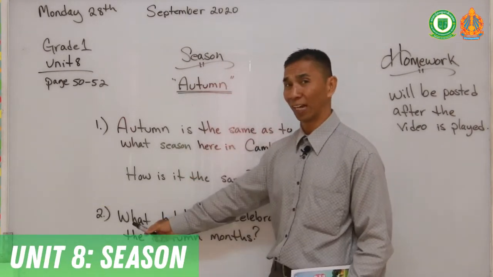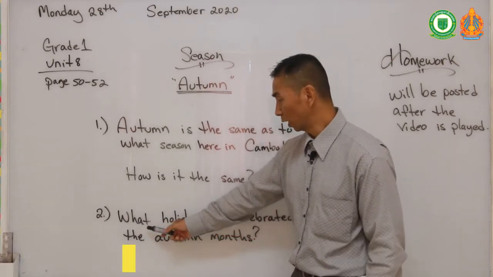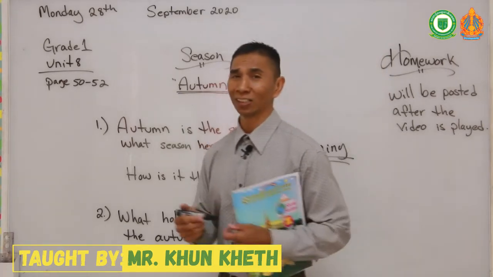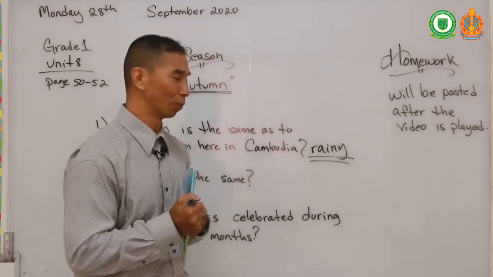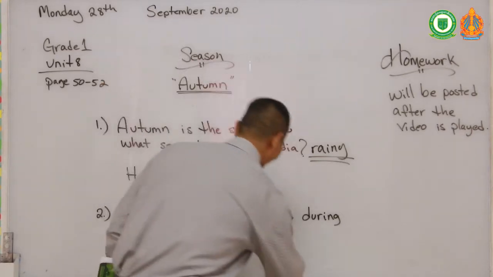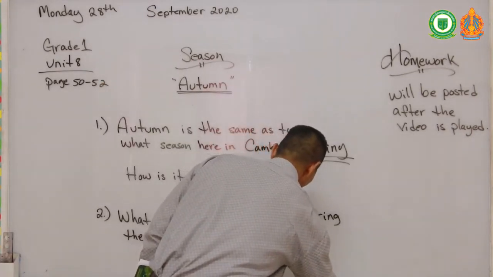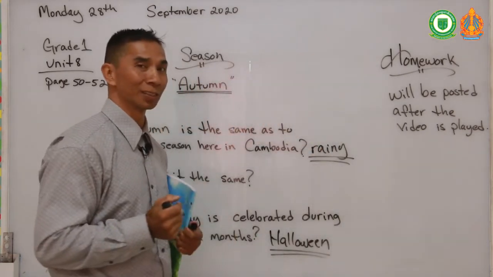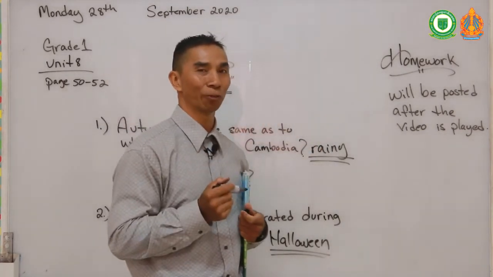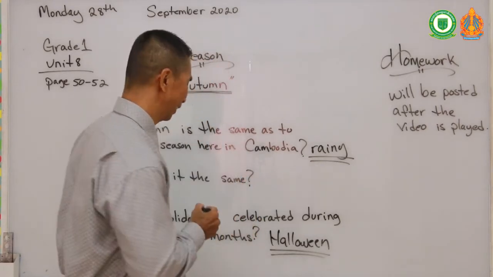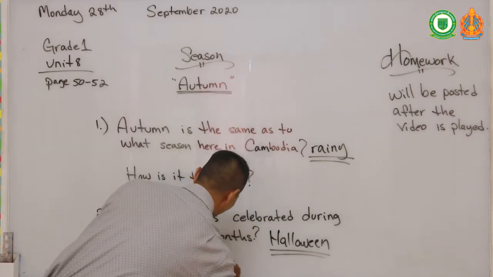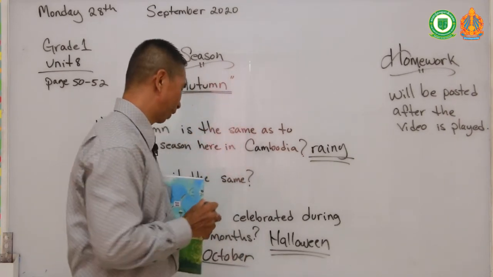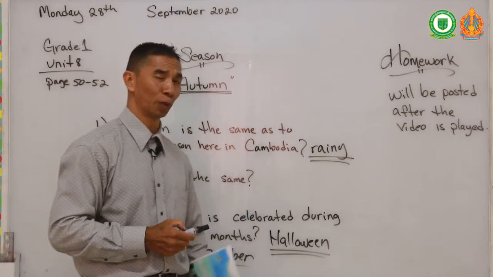My second question to you in our second video was what holiday is celebrated during the autumn months? Remember, the famous holiday that is celebrated maybe all around the world is Halloween, right? Halloween is in what month? Can you quickly post something up for me? What month is Halloween? Yes, it is in October. That's how you spell October. So Halloween is in October, the late month.